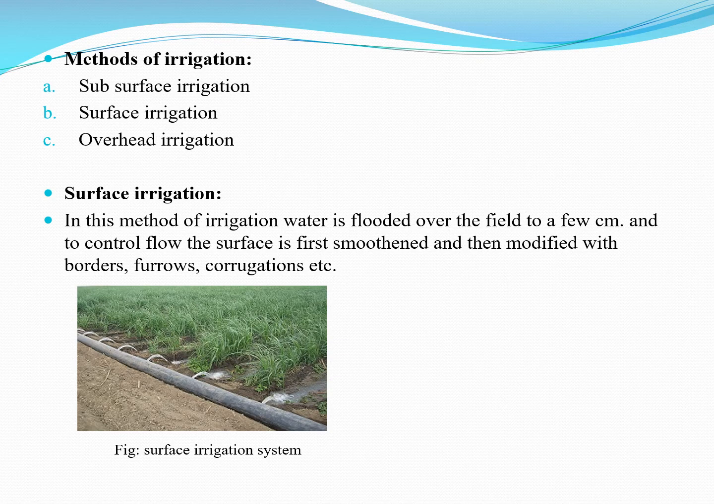In this method, the irrigation water is flooded over a field to a few centimeters, and to control that flow, the surface is first smoothened. After that, it is modified with borders, furrows and corrugations, etc.